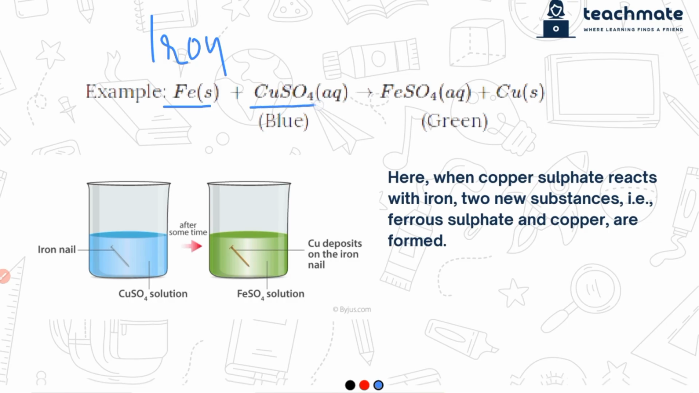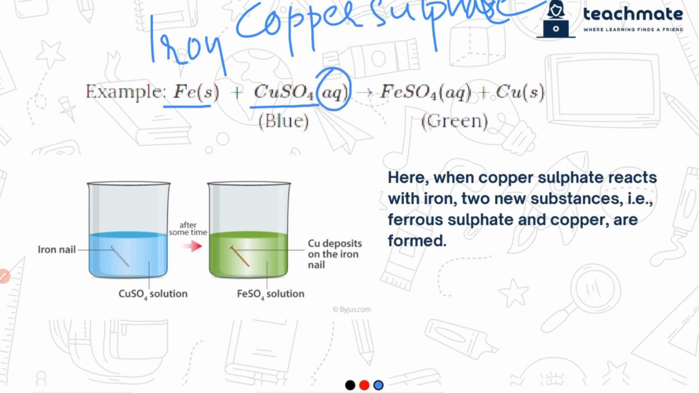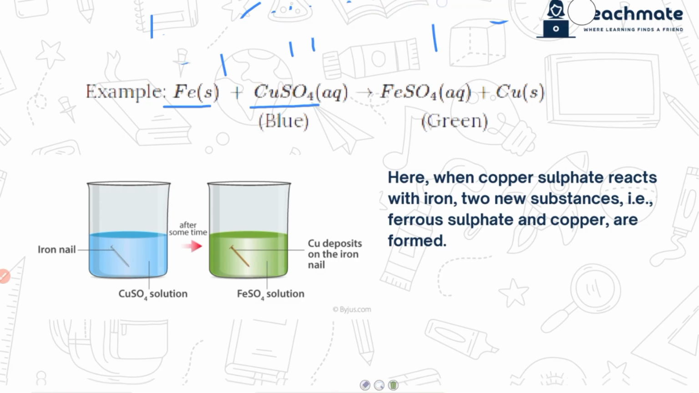Iron plus CuSO4. Cu means copper, SO4 means sulfate. Copper sulfate is an aqueous solution, it is in aqueous state. This CuSO4 solution is initially blue in color. In this CuSO4 solution we have put an iron nail. Iron, Fe, we have put an iron nail inside the CuSO4 solution.